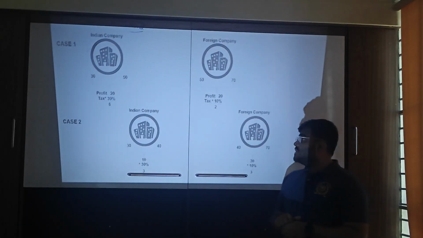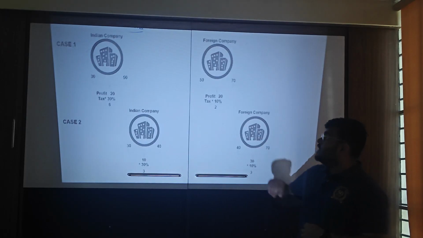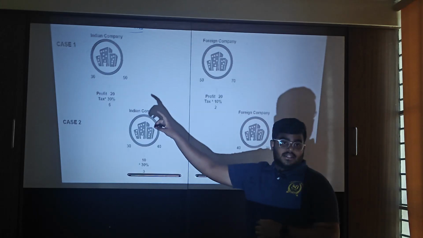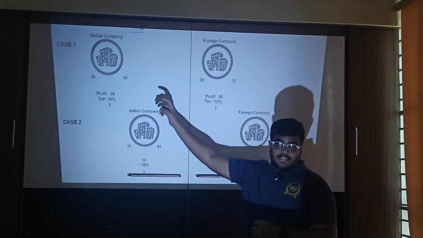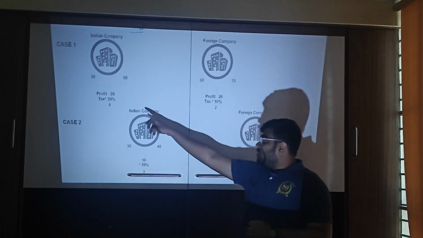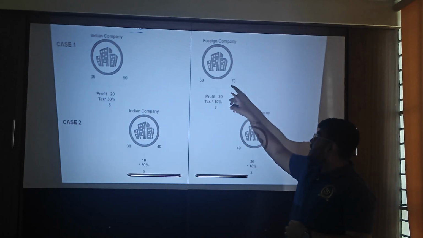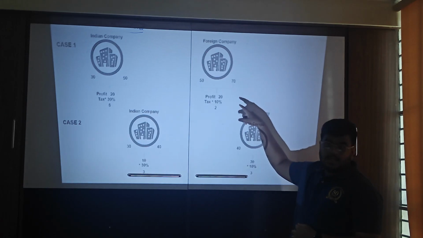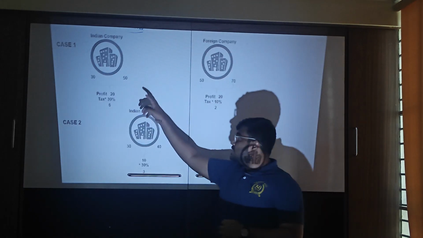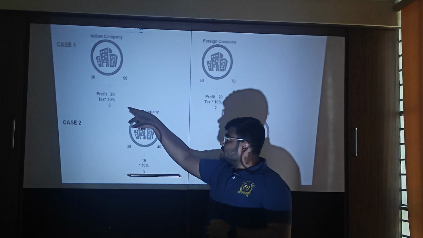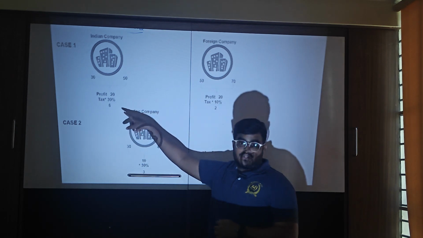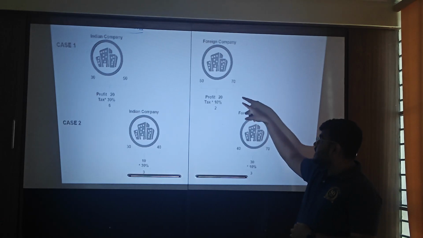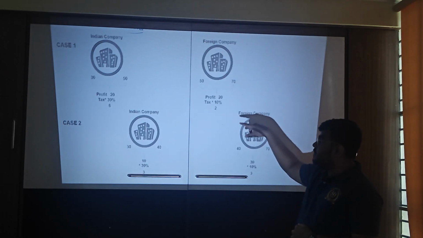Before getting on to the transfer pricing topic, let us understand with a case. Here, there is a transaction between an Indian company and a foreign company. The Indian company purchases the product for rupees 30 and sells it to the foreign company at rupees 50. The profit earned here is 20, and the foreign company sells the goods further for 70 rupees. Here, the profit earned by the foreign company is 20. Suppose the tax rate of the Indian company is 30%, so 6 rupees will be the tax given to the government. In the foreign country, suppose the tax rate is 10%, then the tax given to the government will be 2.